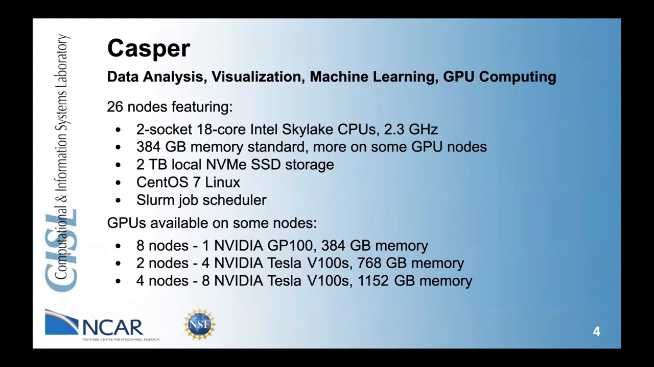But at the moment, Casper is kind of the resource for that, and it can be a little bit constrained if you're a heavy GPU user. So that's just something to be aware of. Casper is 26 nodes, and all of the nodes are two-socket nodes with 18-core Intel Skylake CPUs. This is a generation of CPU technology later than Cheyenne, but the same number of cores on a node.